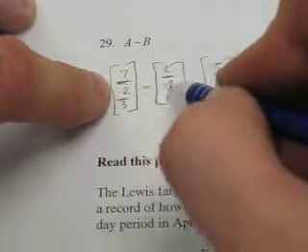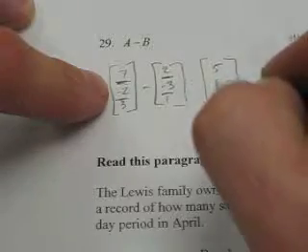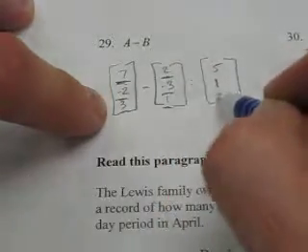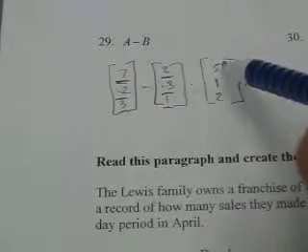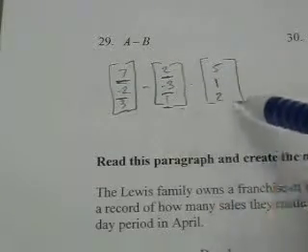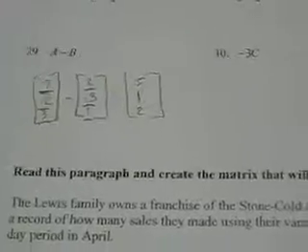Negative 2 minus negative 3 gives us positive 1. And then 3 minus 1 gives us 2. So we do top minus top gives us our top number. Middle minus middle gives us our middle number. Bottom minus bottom gives us our bottom number. That's the extent that we go into matrices in Algebra 1.